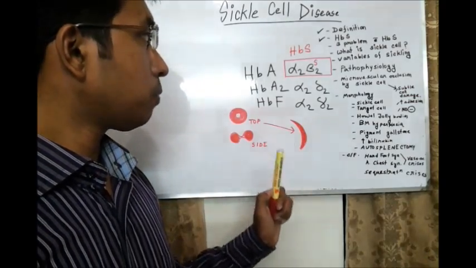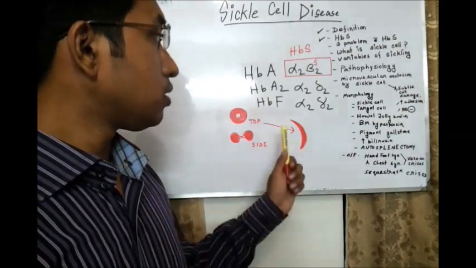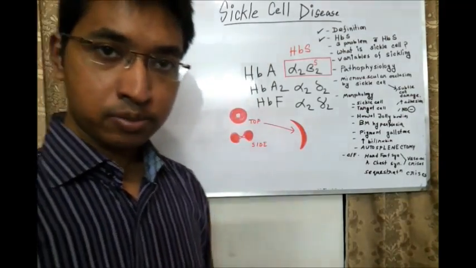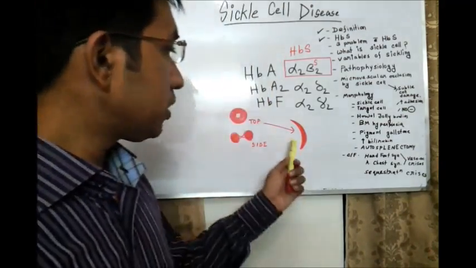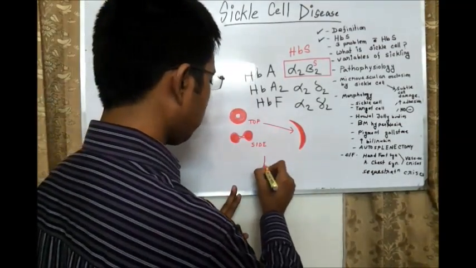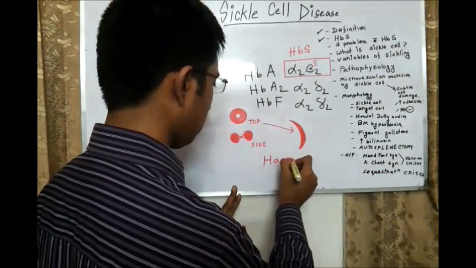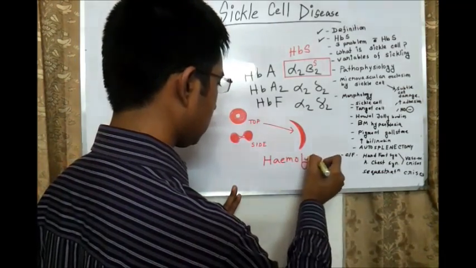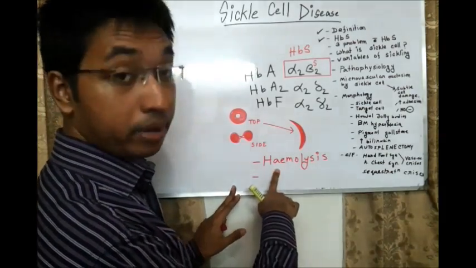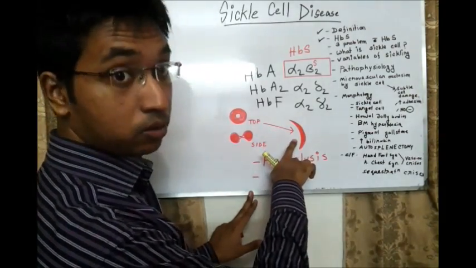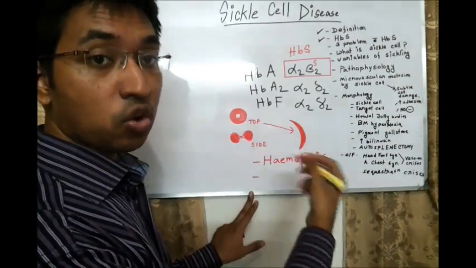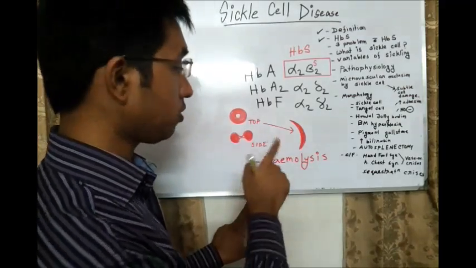Now, what are the problems caused by the sickle cell? Okay, now we will discuss those problems one by one. Actually, this sickle cell will cause 3 problems. The first problem is hemolysis, that is breakdown of the red blood cell itself. So this is a red blood cell. It's sickle in shape, but it's still a red blood cell, and it will get destroyed quickly. That's one problem it's causing.